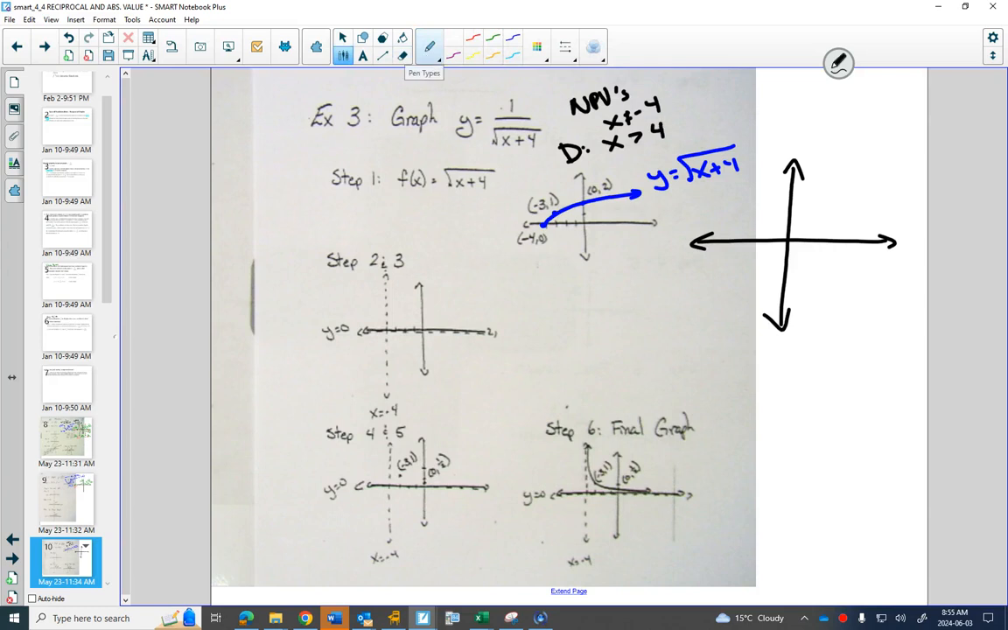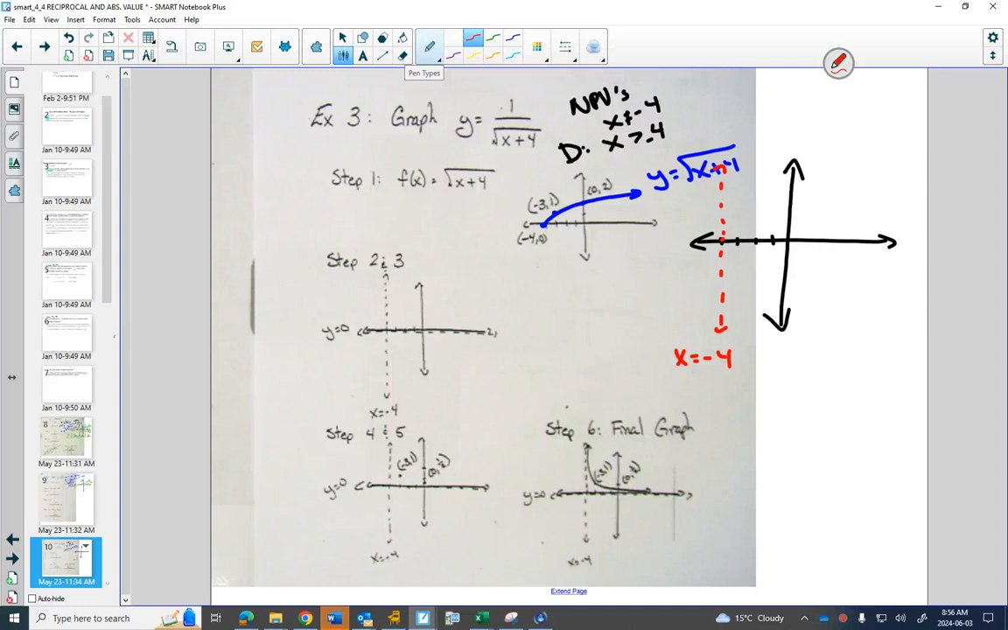The domain of this graph is that x has to be bigger than negative 4. Anything less than negative 4, and you can see it on the graph, doesn't exist. Why? Because we also can't take the square root of a negative. So there's a lot of non-permissible values, but in particular, we're going to look at the x-intercept at negative 4 and draw a vertical asymptote.